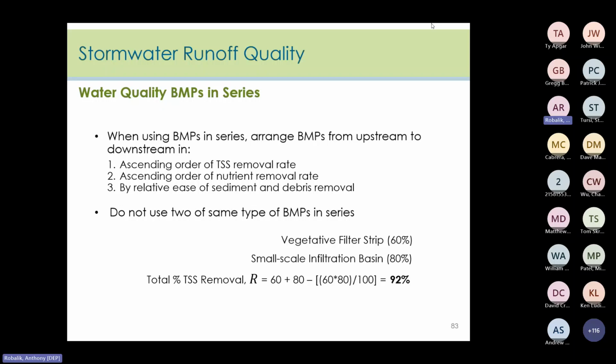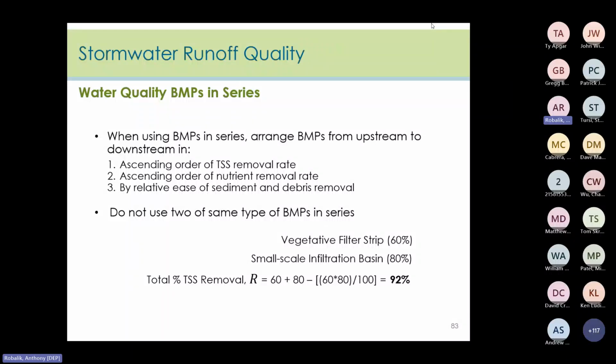Something else to note is that when a combination of BMPs is used, justification for the placement order is needed, and that is according to the hierarchy seen here. First considering TSS removal rate, then nutrient removal rate, and lastly considering ease of sediment and debris removal. Also, the reviewer should verify that two of the same kind of BMP are not used in series, as the downgradient one will not be as effective.